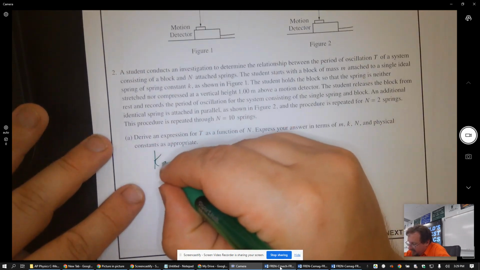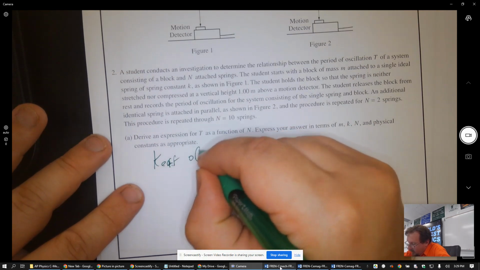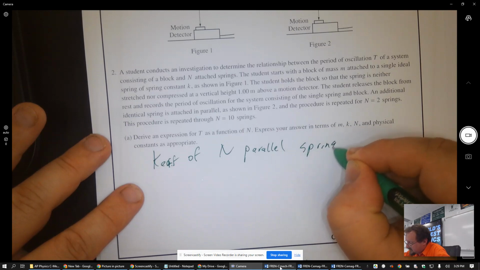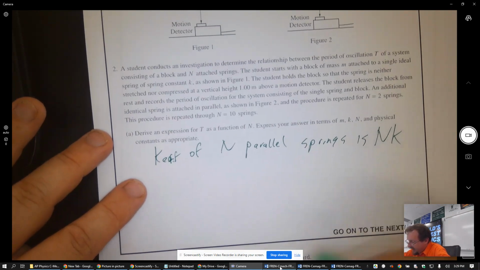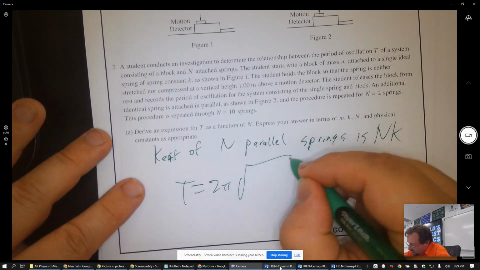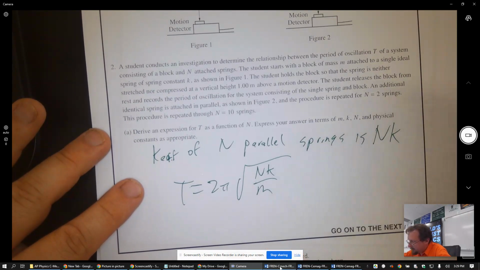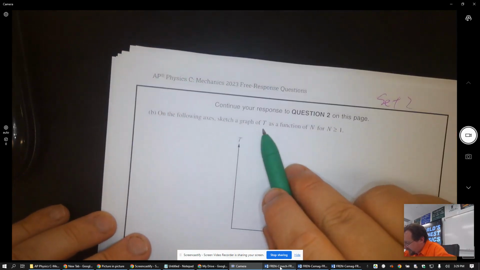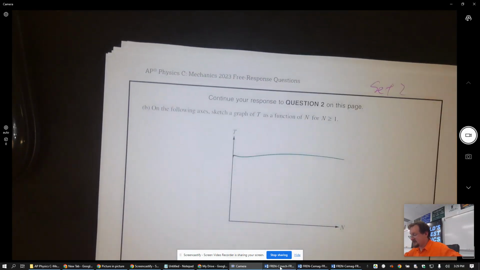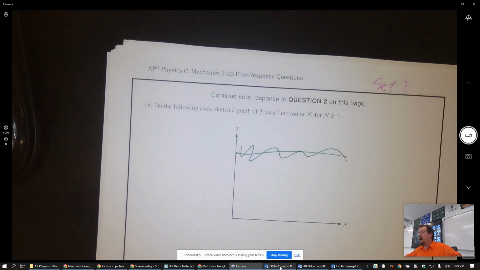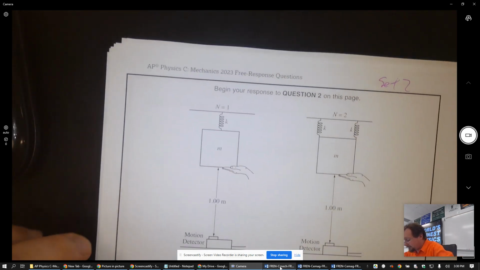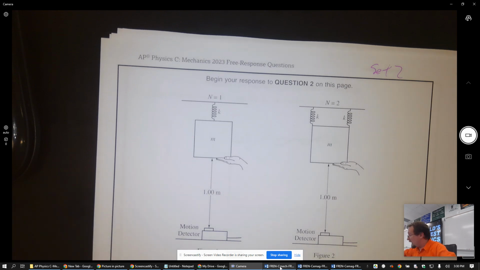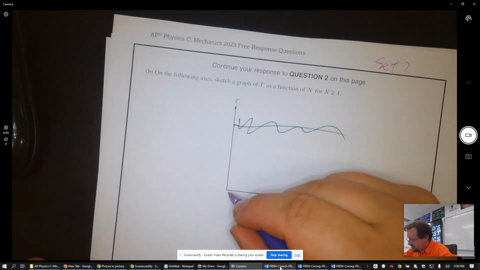Okay, so the K effective of N parallel springs is NK. So the period would be 2 pi square root of M over NK. Sketch a graph of period as a function of N. Oh, no, that's not what it is. Sorry, I didn't mean that. It was not like the kinetic energy before. Instead, it's going to look something like this.